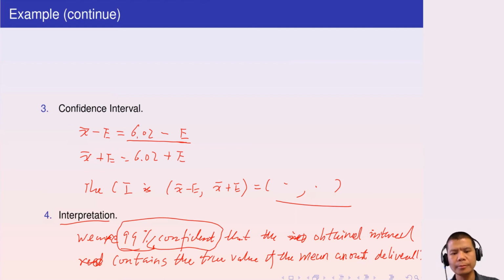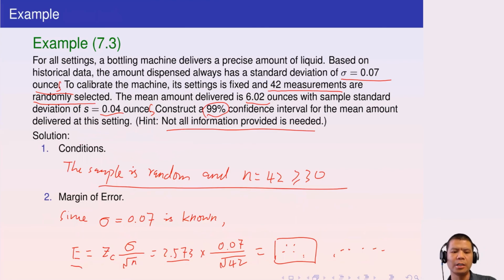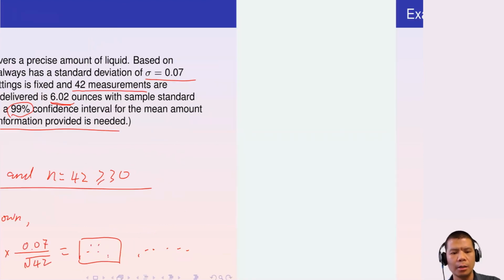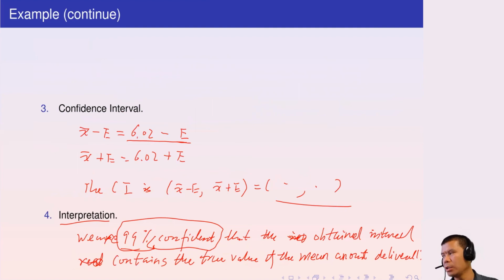Okay, so let's review what we did. We checked the conditions: the sample is random, and n is greater than or equal to 30. We also calculated the margin of error. Since sigma is known, we use this formula. Remember to round this margin of error to the same decimal place as the sample mean, sample standard deviation, or the population standard deviation. In this case, it's 2 decimal places. And the confidence interval, x bar minus E, x bar plus E, and the interpretation: we're 99% confident. So that's how we solve this question.